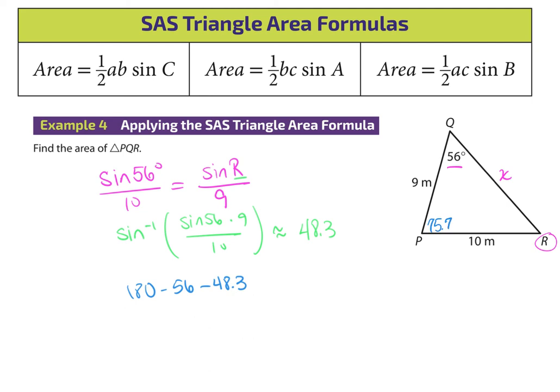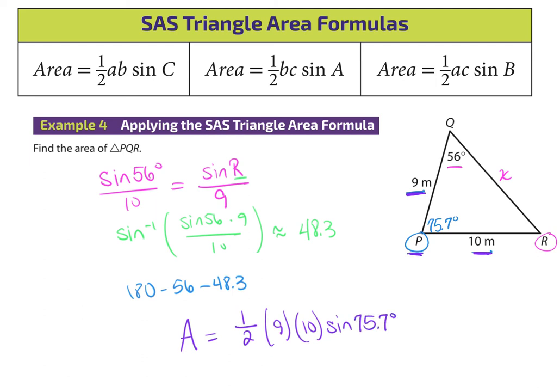All right, so we just use law of sines to get that guy right there. If I have the angle and the two sides that make up the angle, I can find the area using this. So I need to find the area of this triangle. It's going to be 1/2 the two sides that make up the angle, 9 times 10, times the sine of the angle.